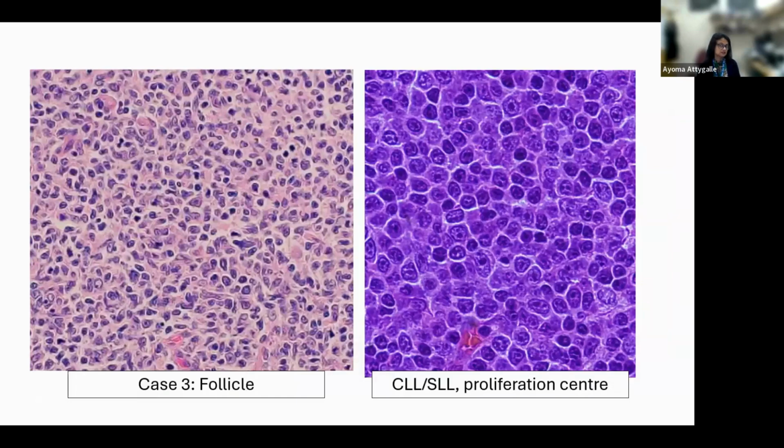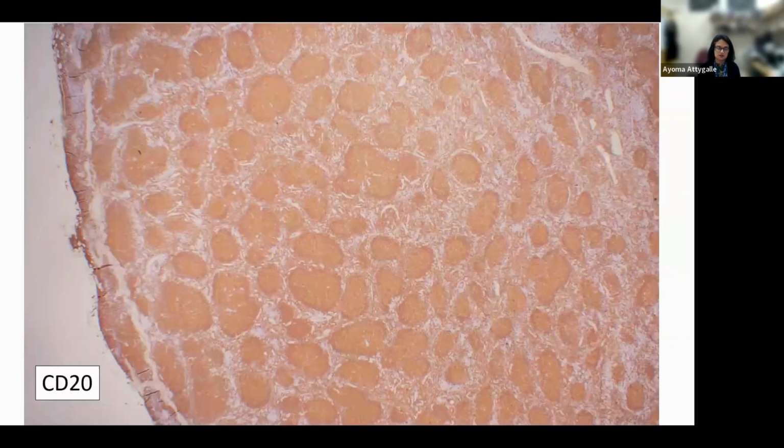CLL/SLL is a little easier if the fixation is decent. You see this on the left: centrocytes predominating, but also a mixture of centroblasts. This is a proliferation center, with a predominance of central nucleoli within these prolymphocytes and paraimmunoblasts. This is quite different in appearance, but nevertheless, as I said, always include the immunohistochemical markers required.